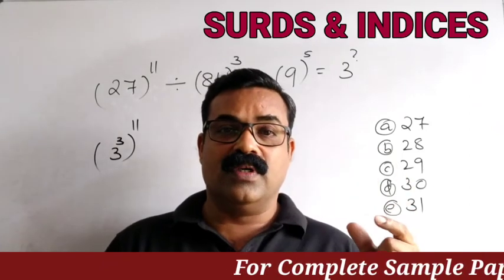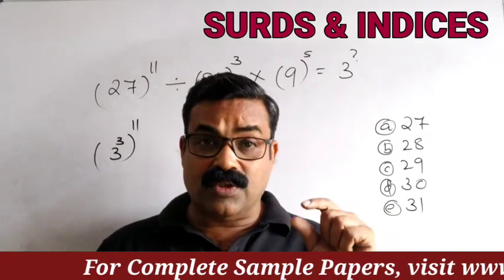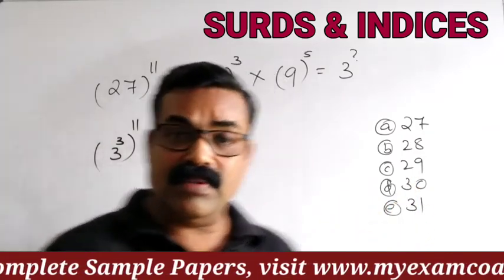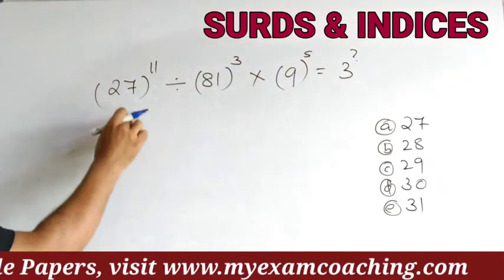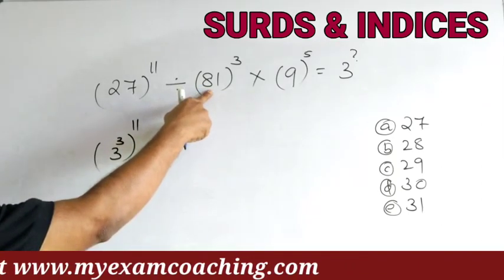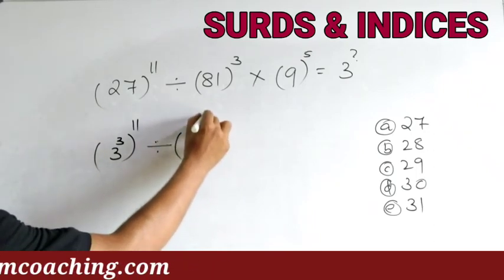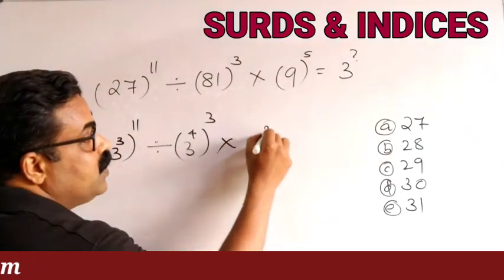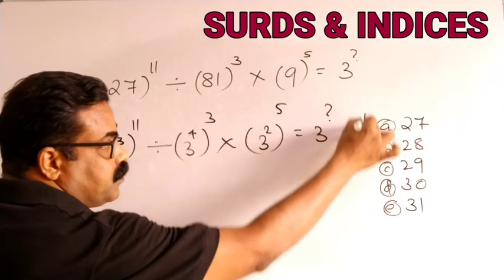27 is 3 cube. 64 is 4 cube. 125 is 5 cube. 216 is 6 cube. Like that, you can easily remember the numbers. Then it becomes easy and you can save a lot of time. So 27 is 3 cube. (3 cube) power 11 divided by (3 power 4, which is 81) power 3, into 9 is 3 square, (3 square) power 5, is equal to 3 power what?